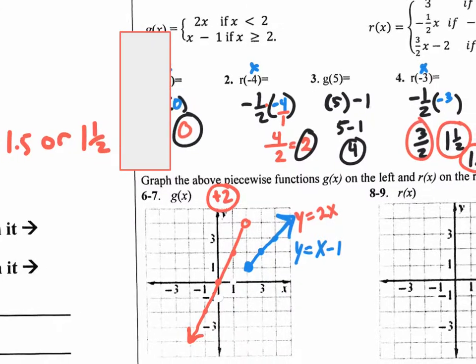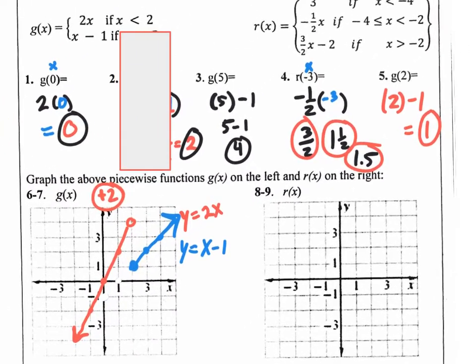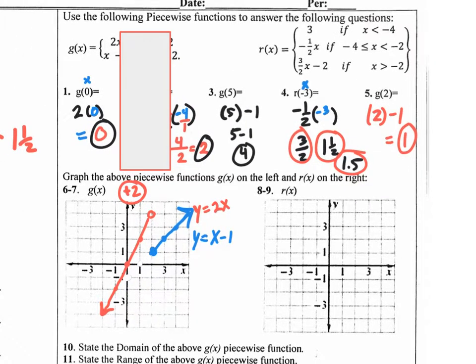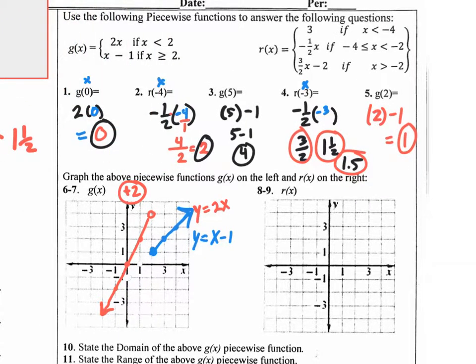Let's move on to number 8 and 9. 8 and 9, that's a 3-piece piecewise function. So we're going to begin with the top one.